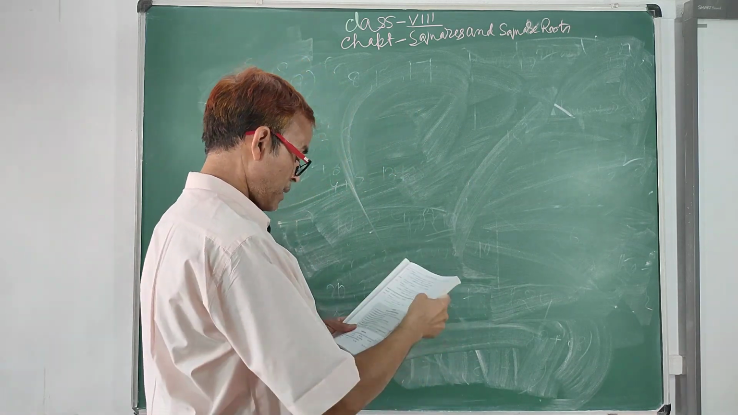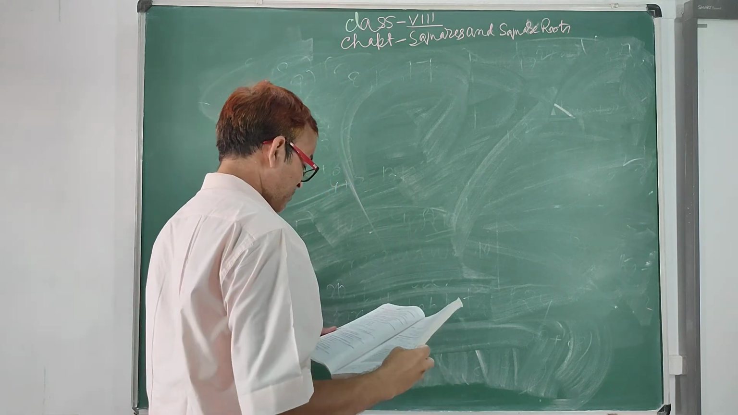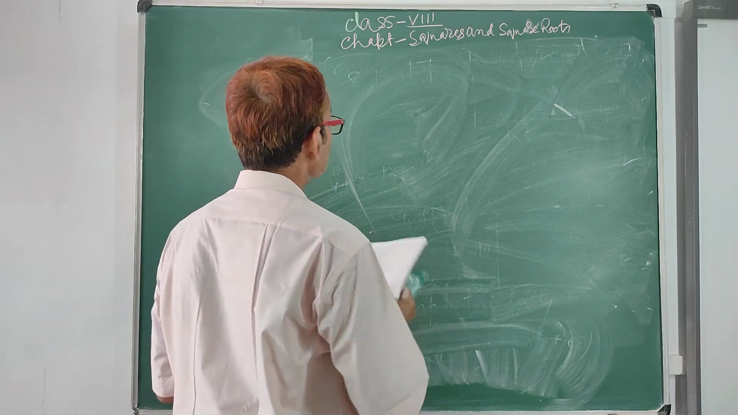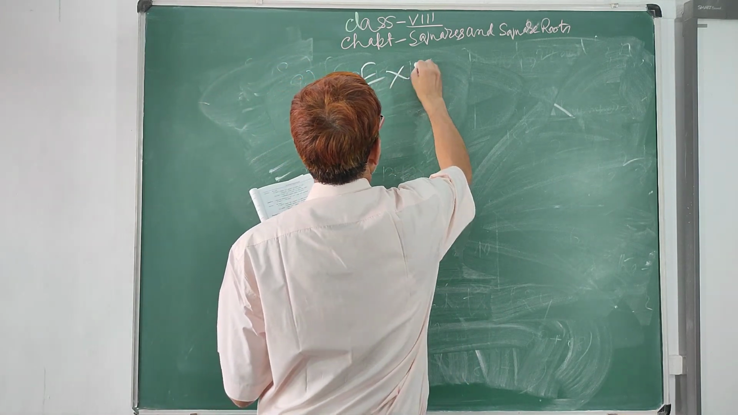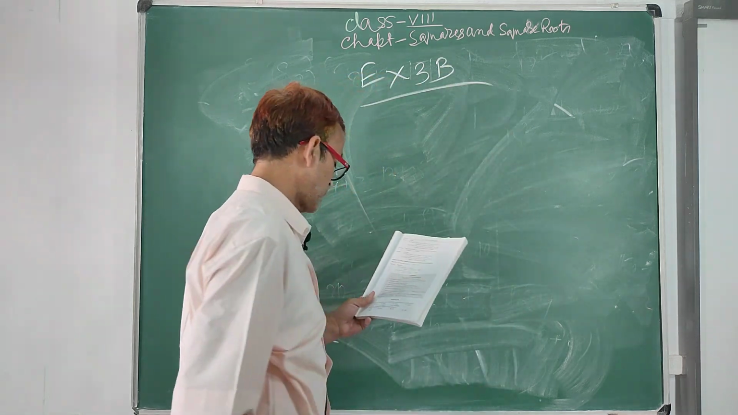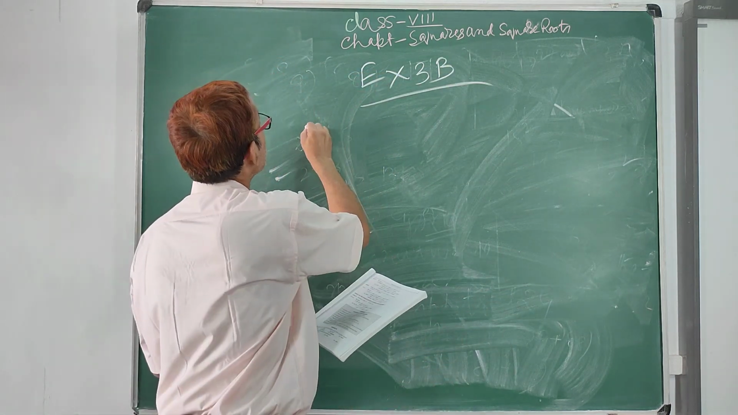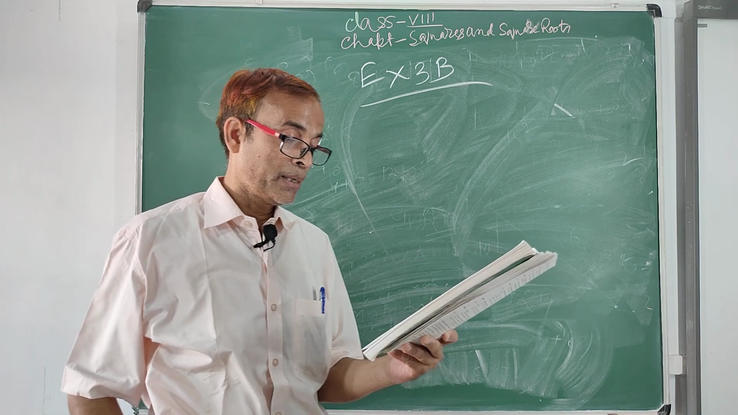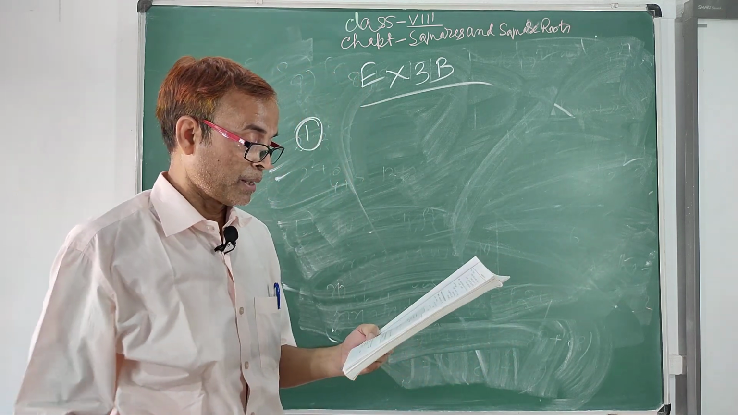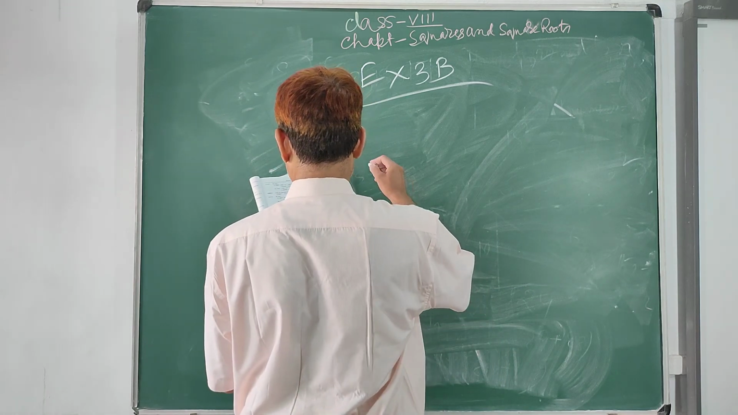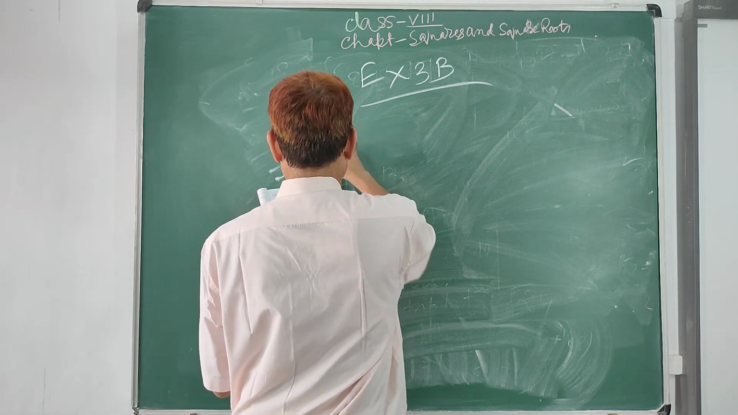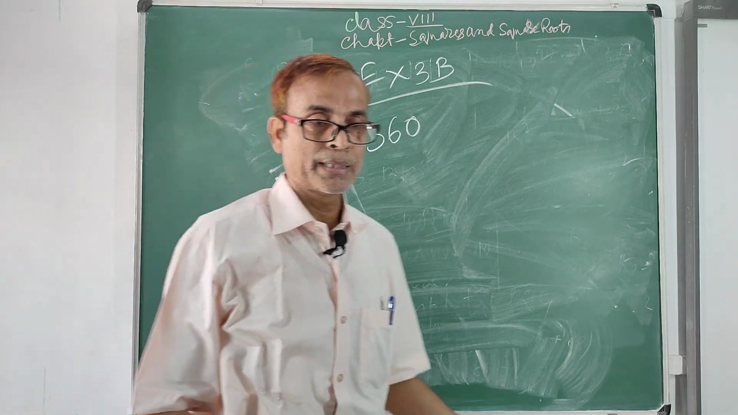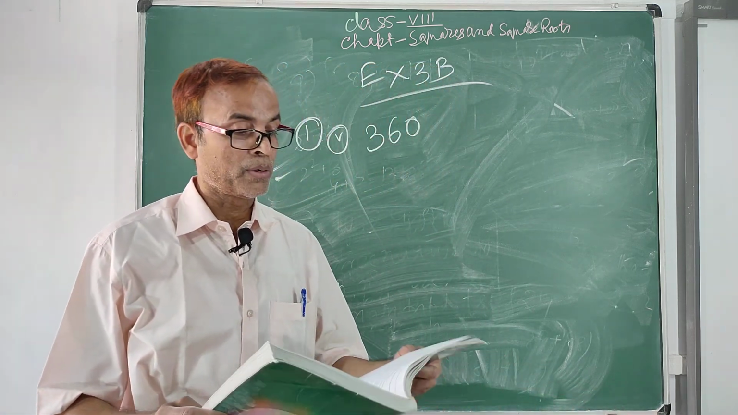And you solve the exercise 3. Exercise 3b, first problem. Give reason to show that none of the numbers given below is a perfect square number. For example, some number 5, 3, 6, 0. How can you check whether this number is a perfect square number or not?